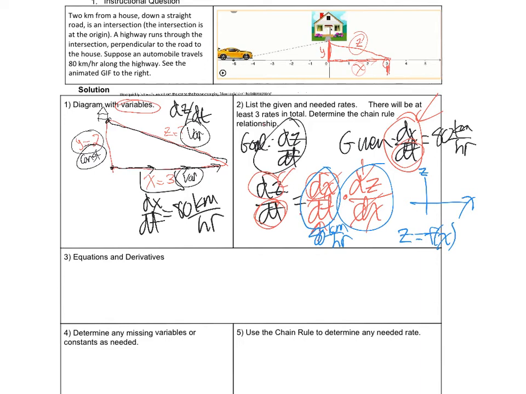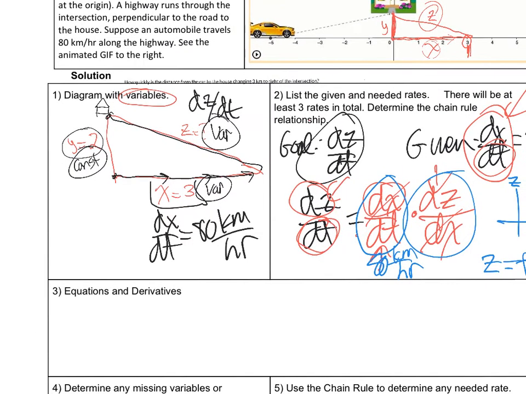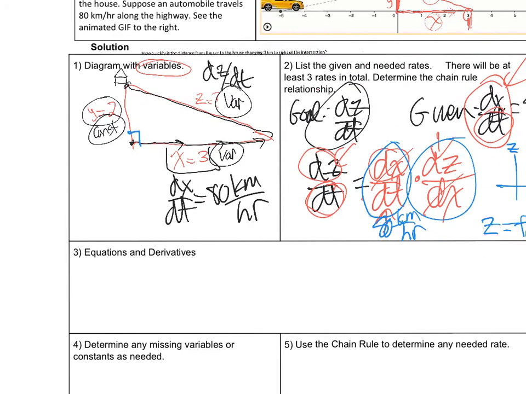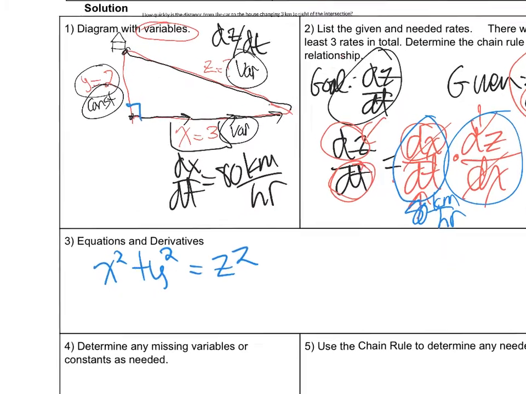So what equations? Now we understand rates, we understand the diagram. Well, if you see a picture like this, what's the governing equation going to be? It could be right-angled trig, or the other thing it could be is the Pythagorean theorem. So what is our relationship for the Pythagorean theorem for this? Well, it's just going to be x squared plus y squared equals z squared.